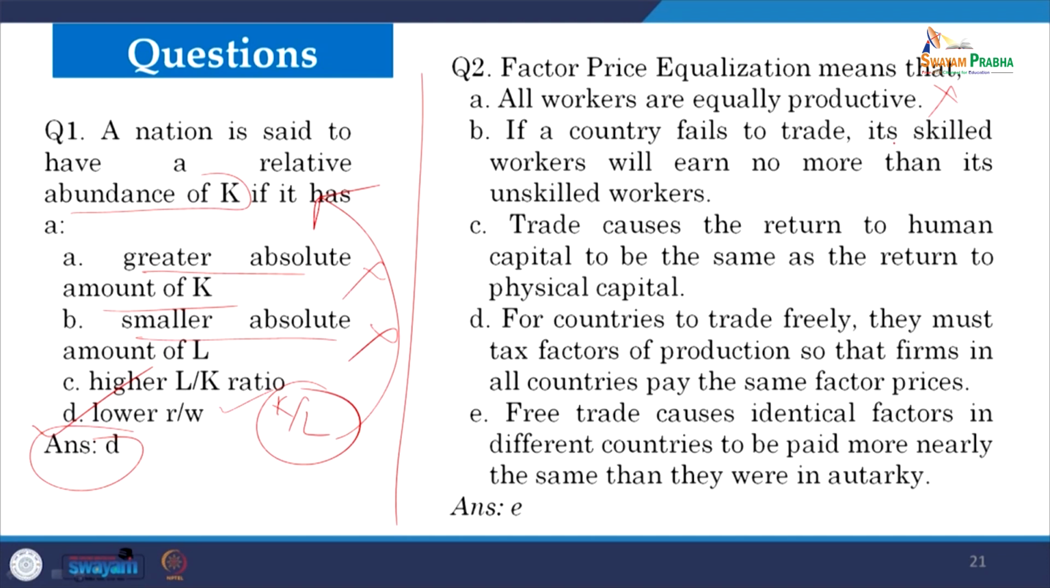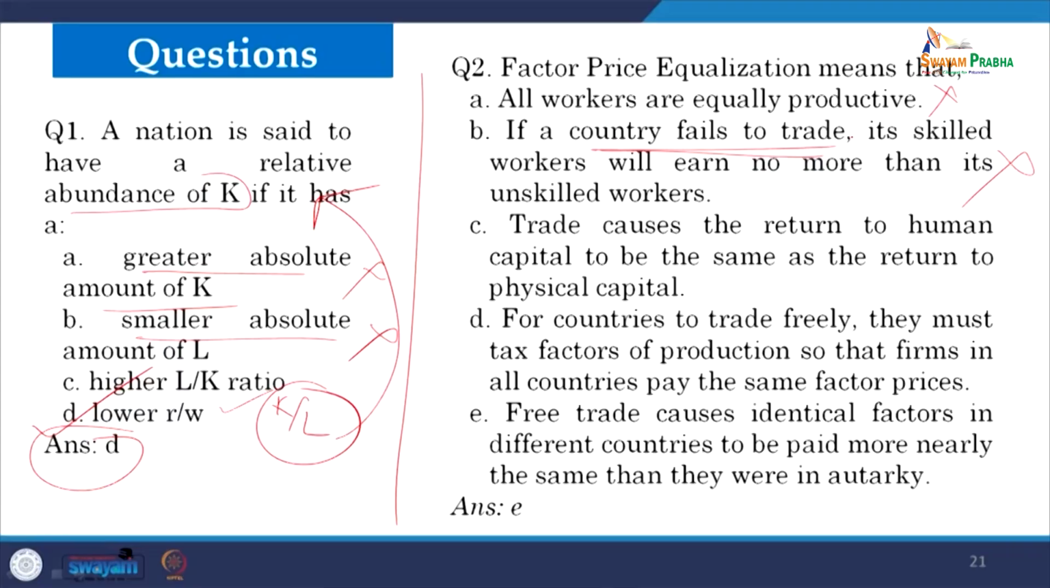If a country fails to trade, its skilled workers will earn no more than its unskilled workers. Nowhere is it actually explained, and there is no reason behind it; if there is no trade, then the skilled workers may earn more than the unskilled workers. So, it is not accepted so far as factor price equalization is concerned, and that too since they are saying fails to trade. So, there is no question of trade taking place. First of all, in HO theory we explained trade must first take place, isn't it?